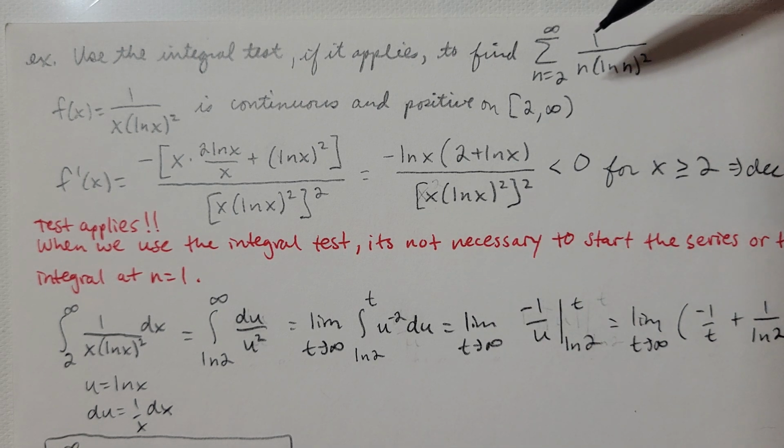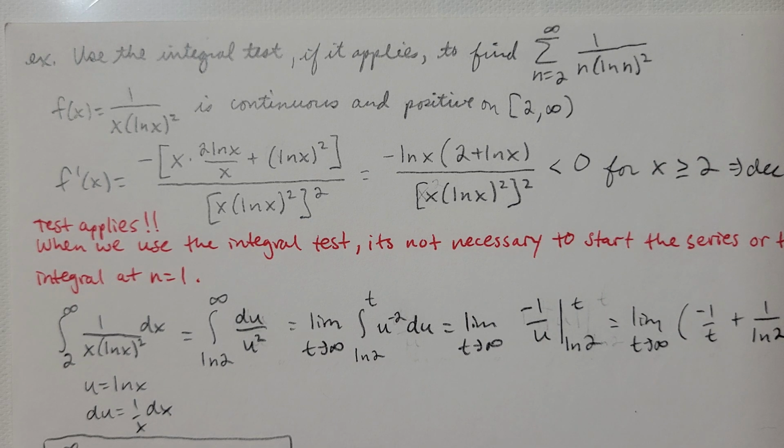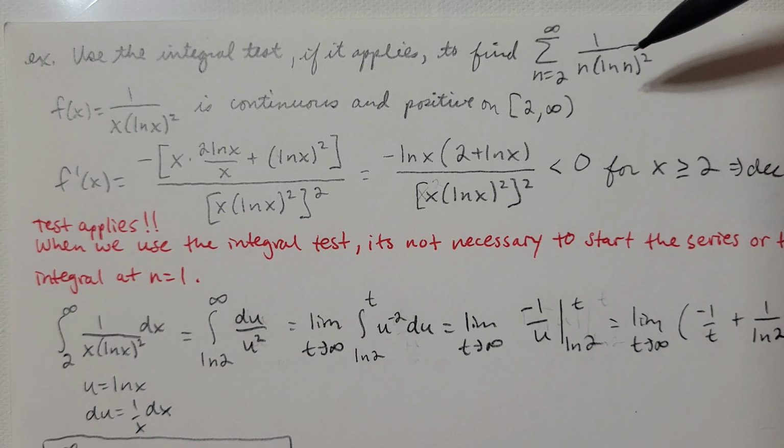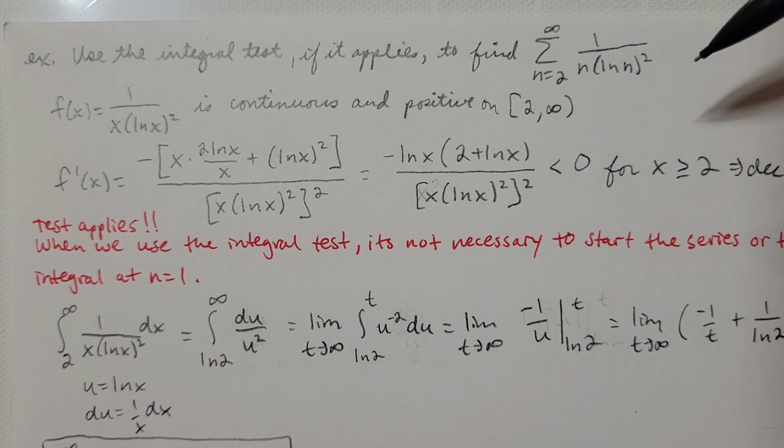But we're going to find the summation as n equals 2 to infinity of 1 over n times the ln of n squared. So we have a positive function if n is some number that's 2 or more, 1 over n times the ln of n squared is always going to be positive.